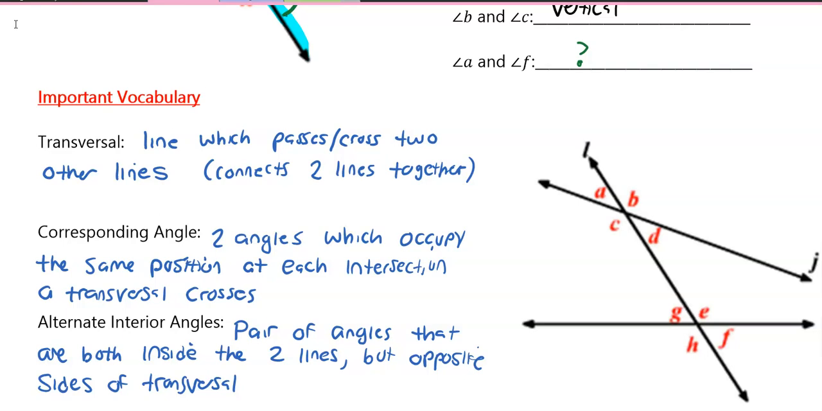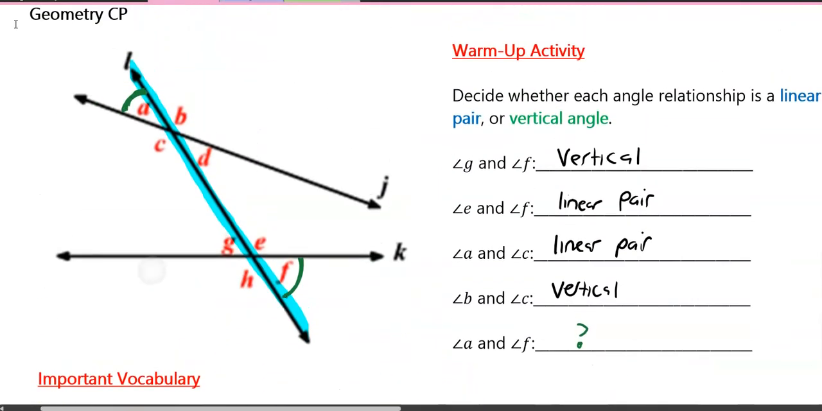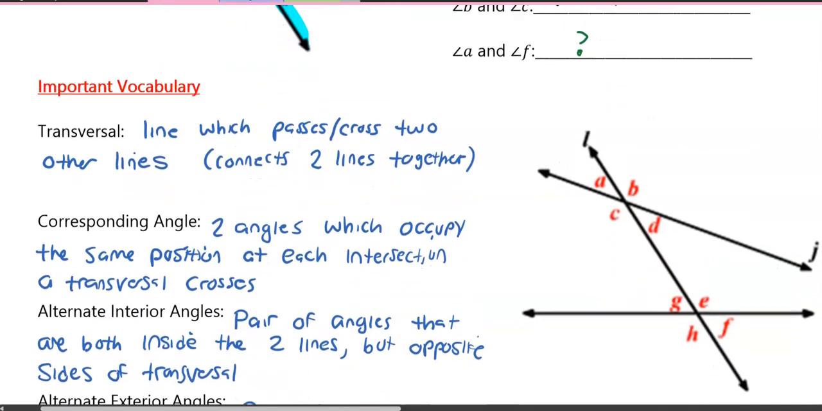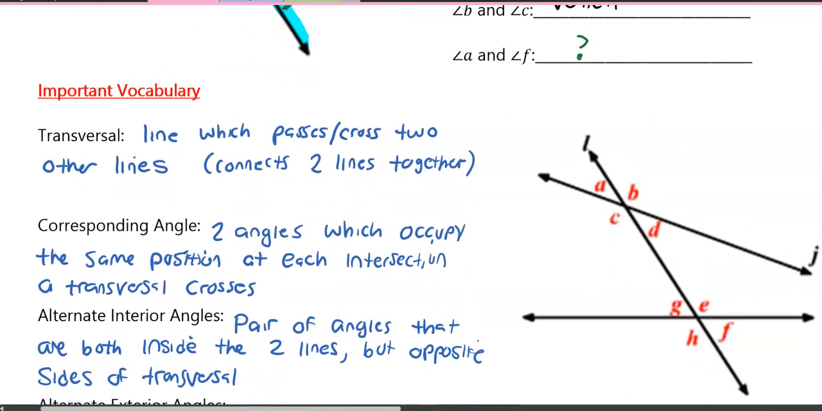The first one is transversal, which is a line which passes or crosses two other lines. So it connects the two lines together, which then, of course, connects the intersections together. So in this situation here, we're looking at line L, which is a connecting line of lines J and K. So we would call line L our transversal here, in the drawing, and it's also to my right here.